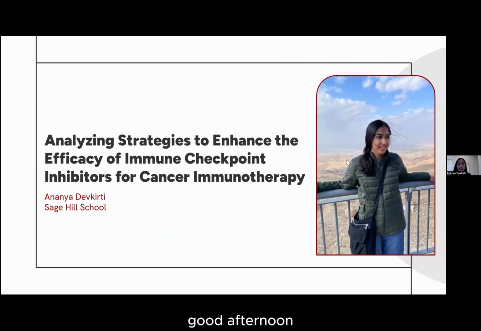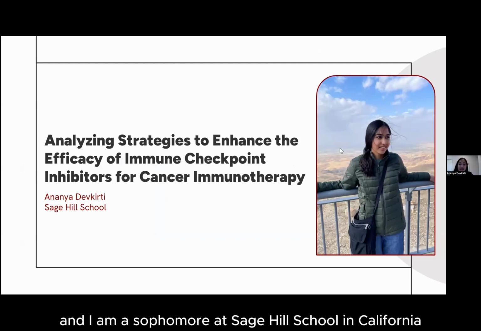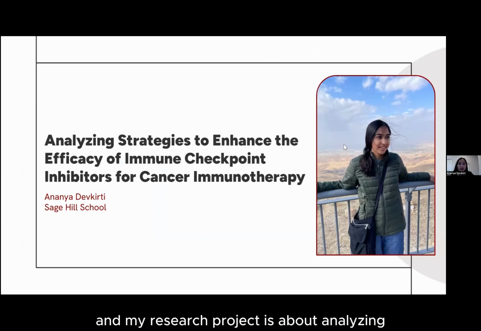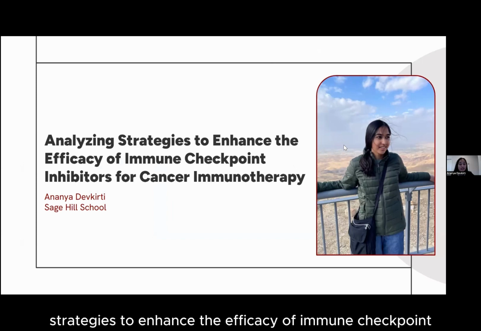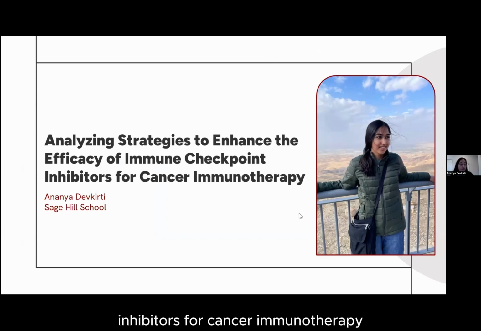Hello, everyone. Good afternoon. My name is Ananya, and I am a sophomore at Sage Hill School in California. And my research project is about analyzing strategies to enhance the efficacy of immune checkpoint inhibitors for cancer immunotherapy.